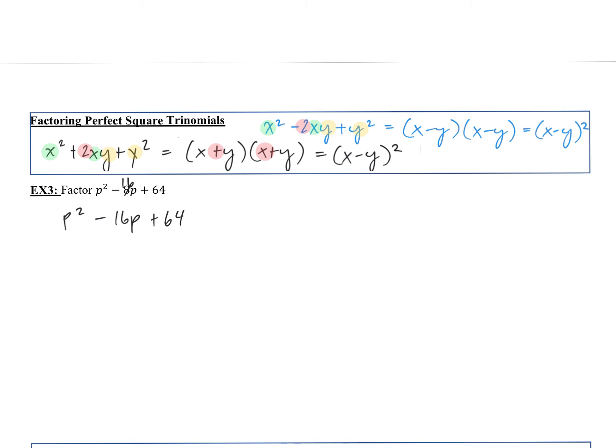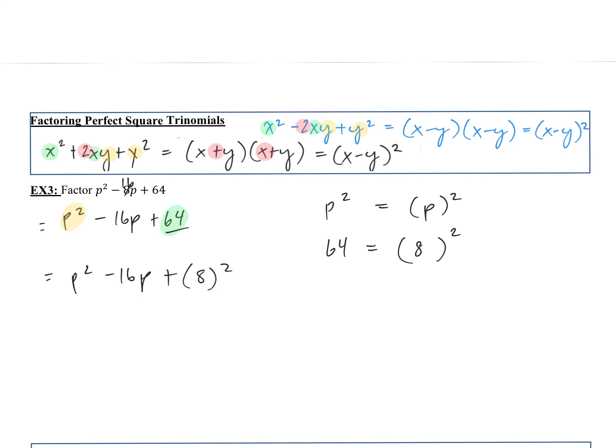Alright, how would I know if this is a perfect square trinomial or not? Well, the main things we look for are, 1, that the first term is a perfect square and that the last term is also a perfect square. The first term is easy to tell, because that's already p squared, right? But the last one is a little harder. Is 64 something squared? It is. It's 8 squared, right? So I can go ahead and rewrite this as p squared minus 16p plus 8 squared.